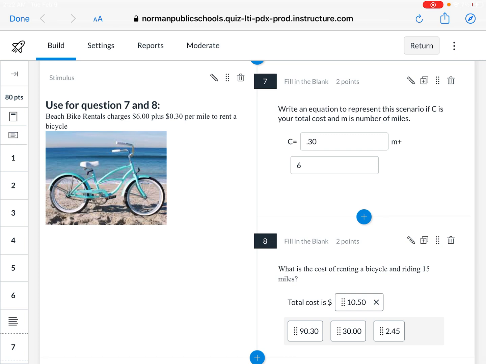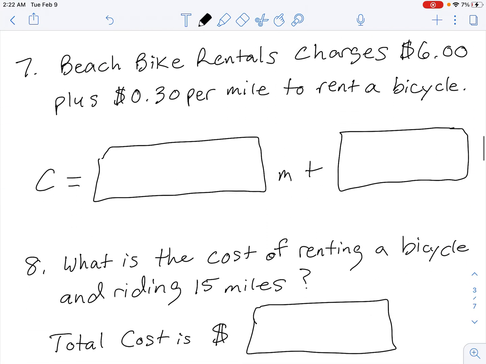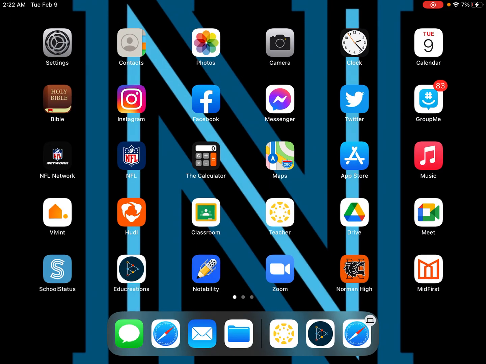All right, number 7 and 8. So number 7, pretty simple. Beach Bike Rental charges $6 plus 30 cents per mile to rent a bicycle. All right. So here is, I actually kind of tried to make it how it looks on your practice test. So it charges 30 cents per mile. Well, that's your rate. So 0.30. And then it charges $6 originally, so that's your initial value.